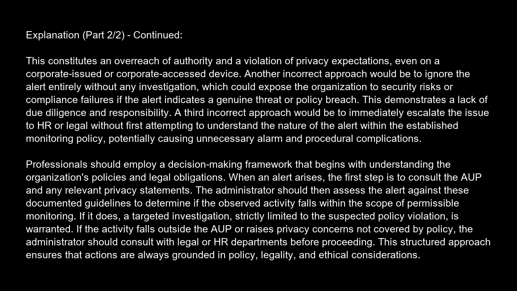If the activity falls outside the AUP or raises privacy concerns not covered by policy, the administrator should consult with legal or HR departments before proceeding. This structured approach ensures that actions are always grounded in policy, legality, and ethical considerations.